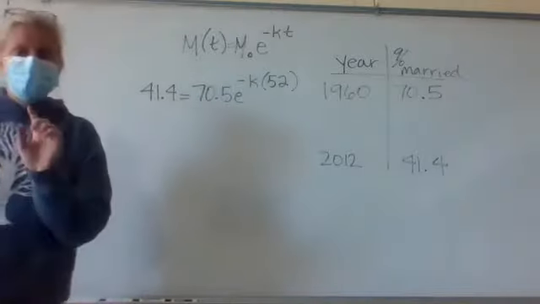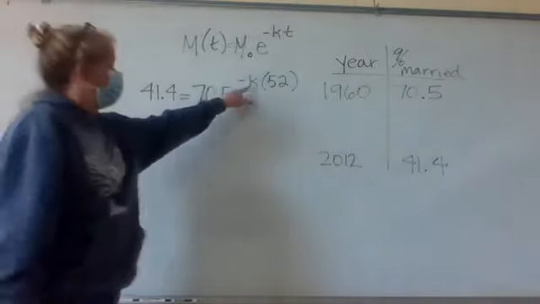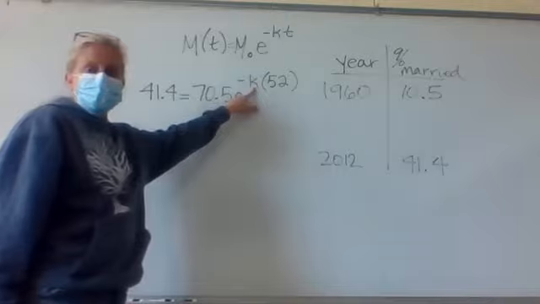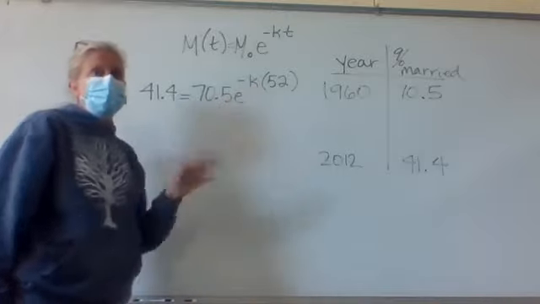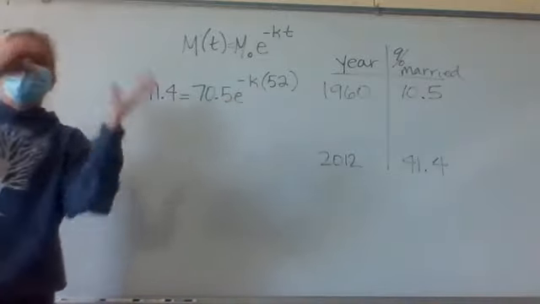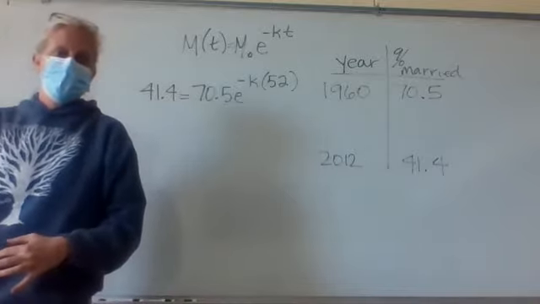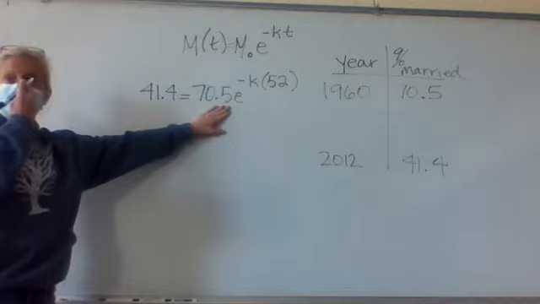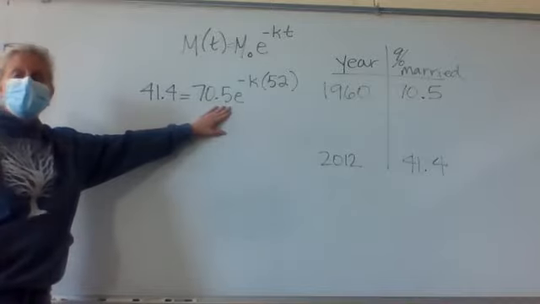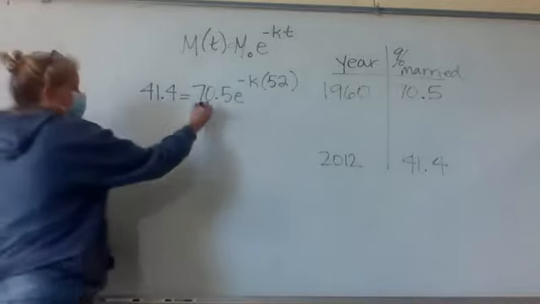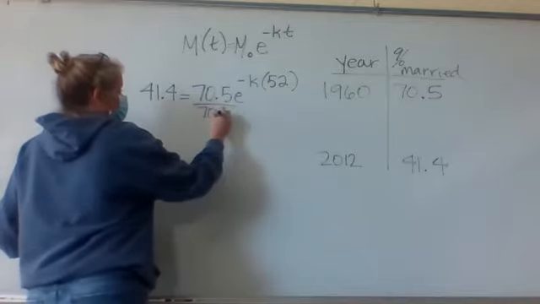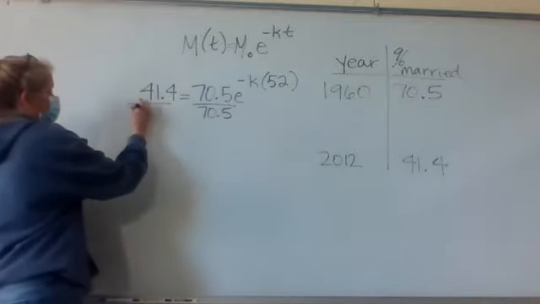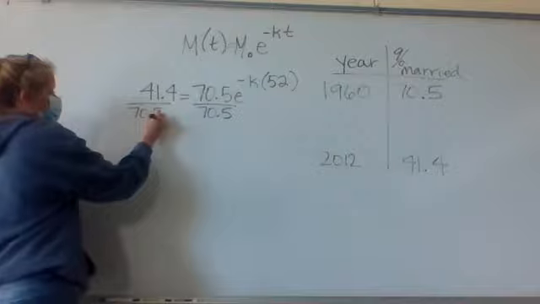Okay, now my first blank is what is K? So here's what I'm solving for. It's up in the exponent, so at some point I'm going to have to ln both sides to bring that out of the exponent. But before I do that, I can get rid of the 70.5 first by dividing by it. So I'm dividing by 70.5.